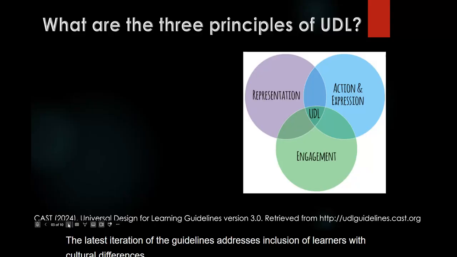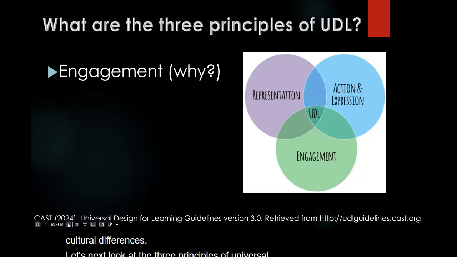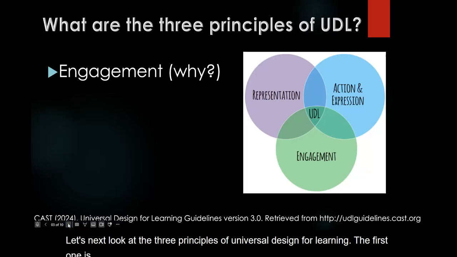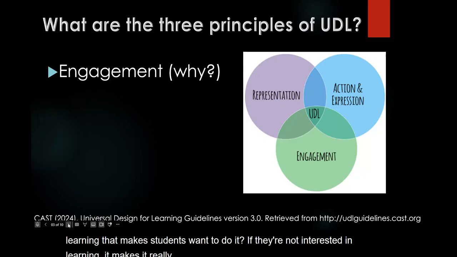Let's next look at the three principles of Universal Design for Learning. The first one is engagement. This relates to the why of learning. What is it about the learning that makes students want to do it? If they're not interested in learning, it makes it really challenging for them to engage with that learning.